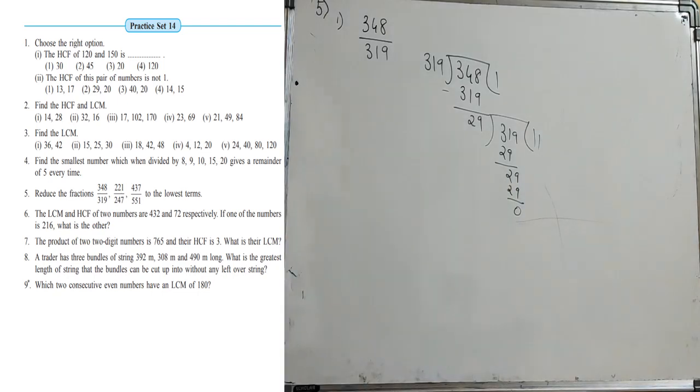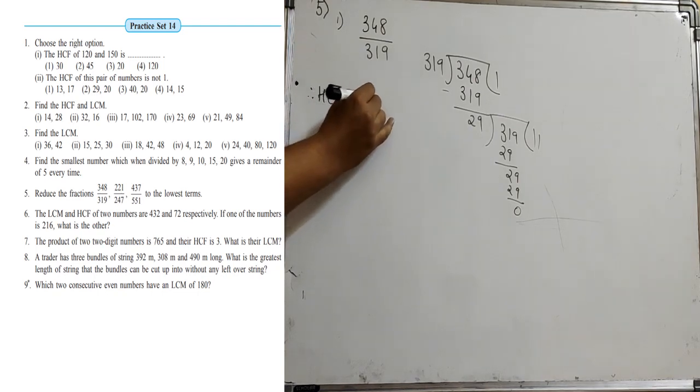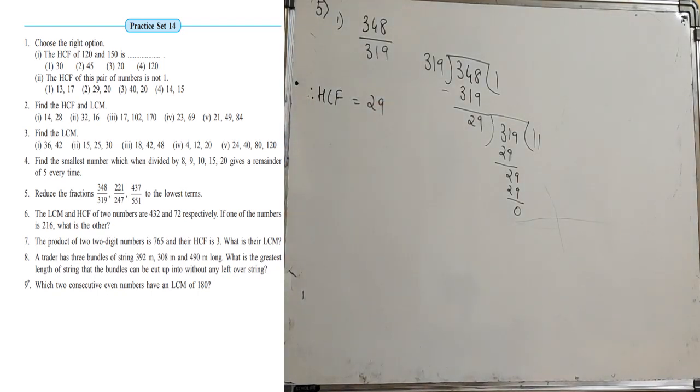So the remainder is 0. Therefore, HCF is equal to 29.